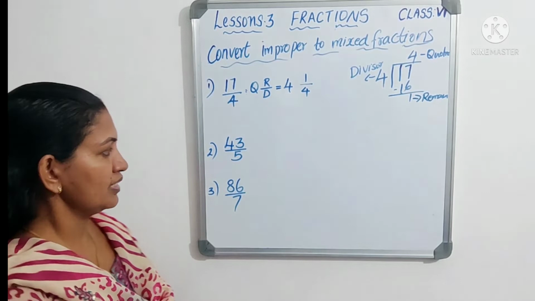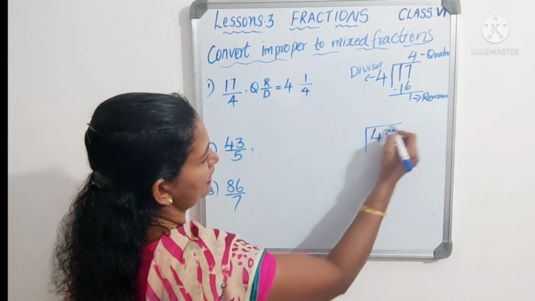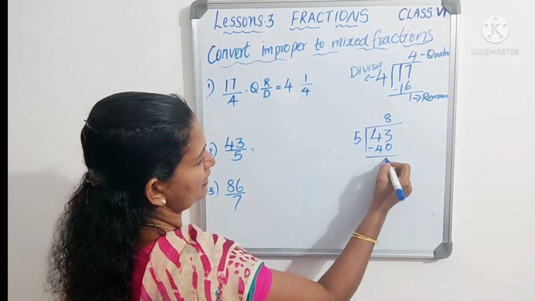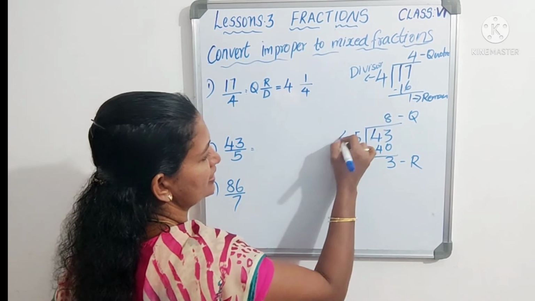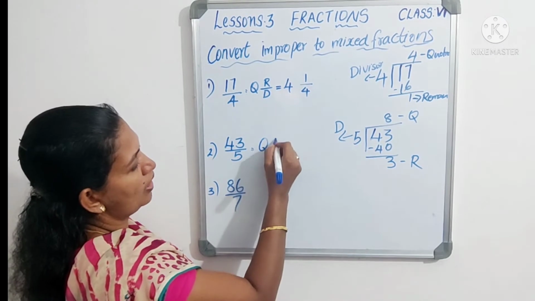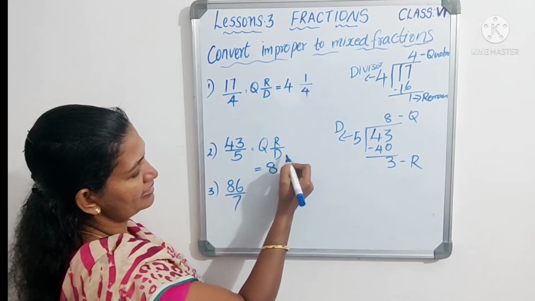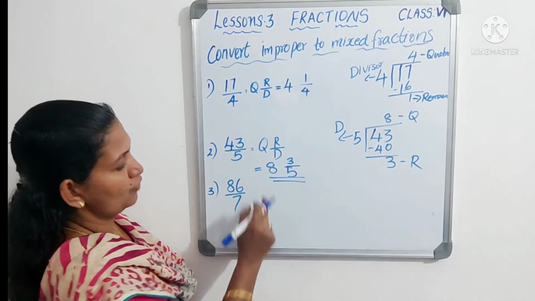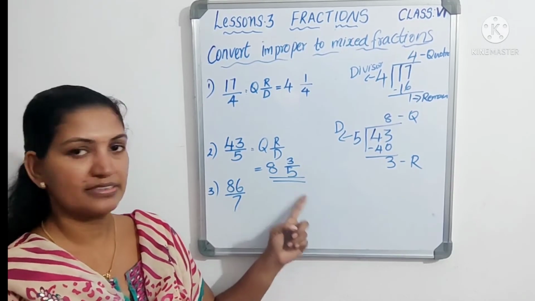Next, 43/5. First we divide 43 by 5. We know that 8 5s are 40. Then subtract, we get 3. This is the remainder, this is the quotient and this is the divisor. Then how do we write it? Q R/D. The quotient is 8, the remainder is 3 and the divisor is 5. So we got 8 3/5. We got the mixed fraction, that is 8 3/5.